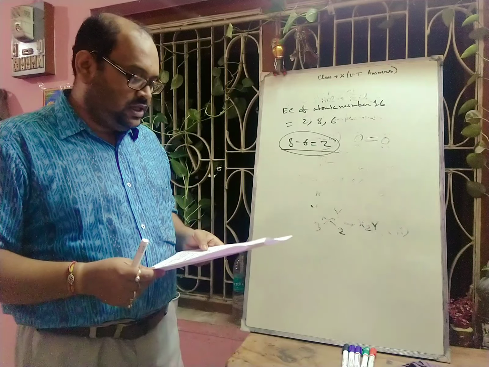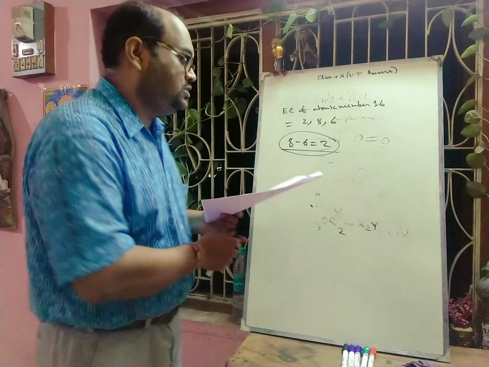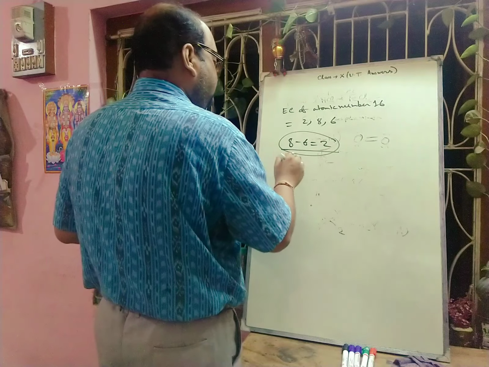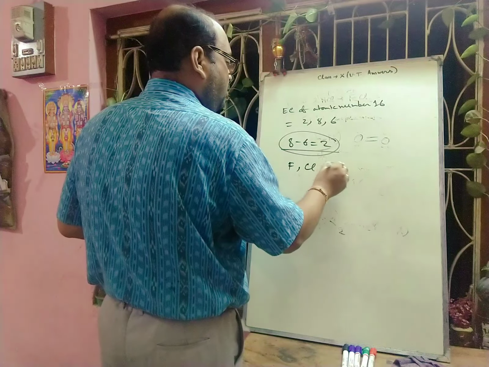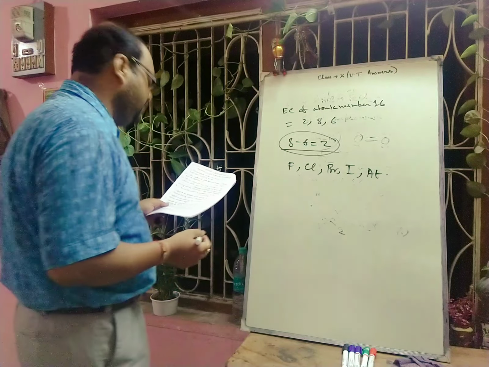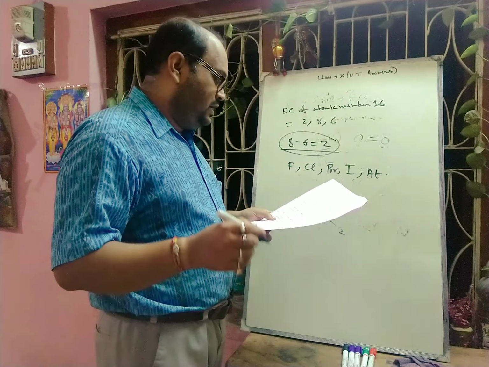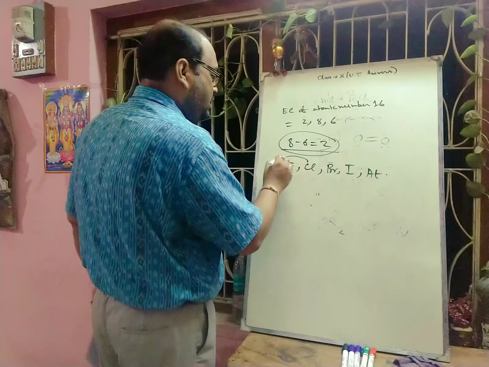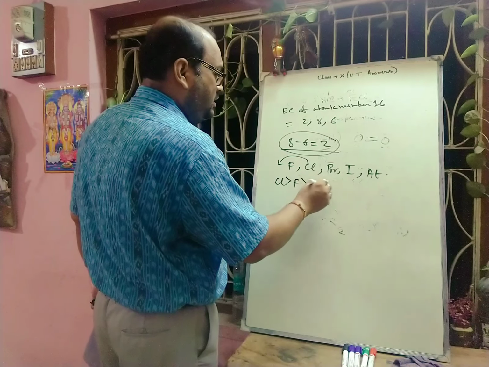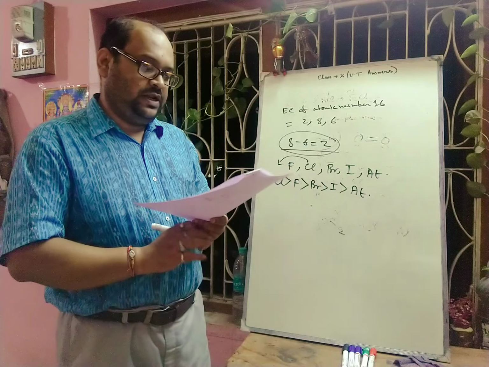Next is given, write the decreasing order of electron affinity of group 17 elements. So which elements are present in group 17, that you have to first write. There is fluorine, chlorine, bromine, iodine and astatine. Here we know that the electron affinity of chlorine is greater than fluorine. Generally down the group, electron affinity will decrease. So chlorine will come first, then fluorine, then bromine, then iodine, then astatine. That will be the decreasing order of electron affinity.